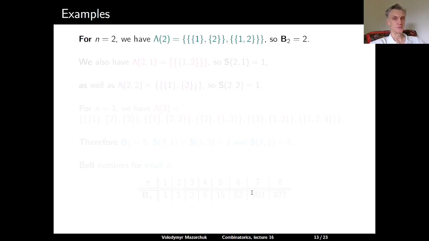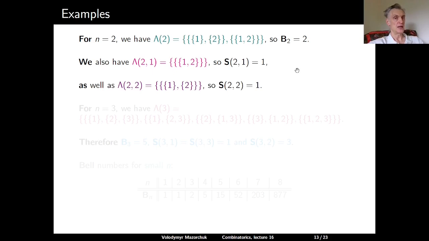Here are some examples. For n equal to 2, we have that Λ(2) consists of 2 different set partitions. One is 2 singletons {1} and {2}, and the second one is the whole set {1,2} together. So B_2 is equal to 2. Also, Λ(2,1) just contains the set partition of {1,2} with one part, that's just {1,2}. So S(2,1) is equal to 1. And Λ(2,2) consists of one set partition of {1,2}, and that set partition has 2 singleton sets, {1} and {2}, so S(2,2) is also equal to 1.